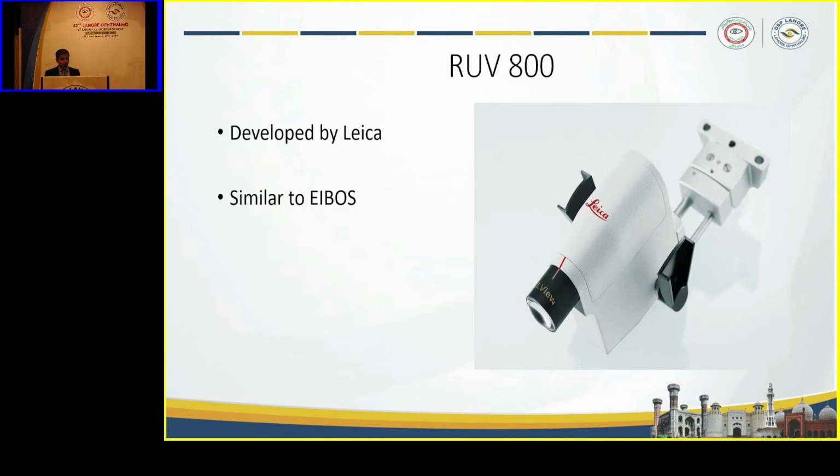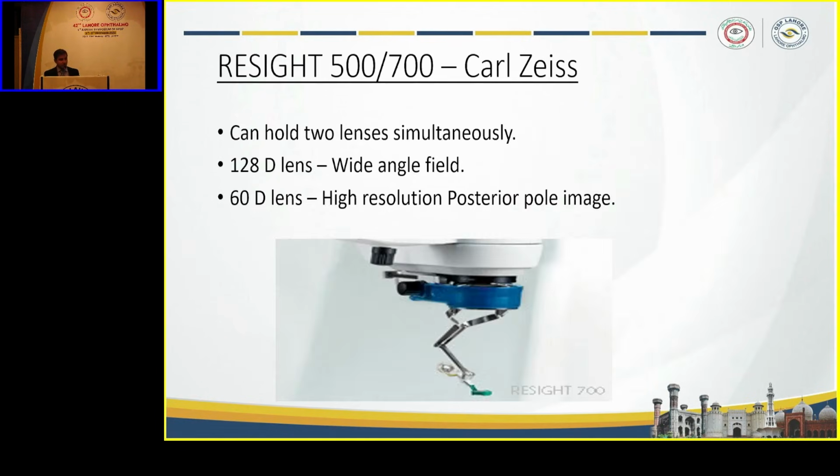Then the RUV 800 by Leica works similar to the EIBOS. The Resight 500 and 700 models by Zeiss also hold two lenses, a 128 diopter lens for wide angle field, and a 60 diopter lens, which provides high resolution posterior pole image.